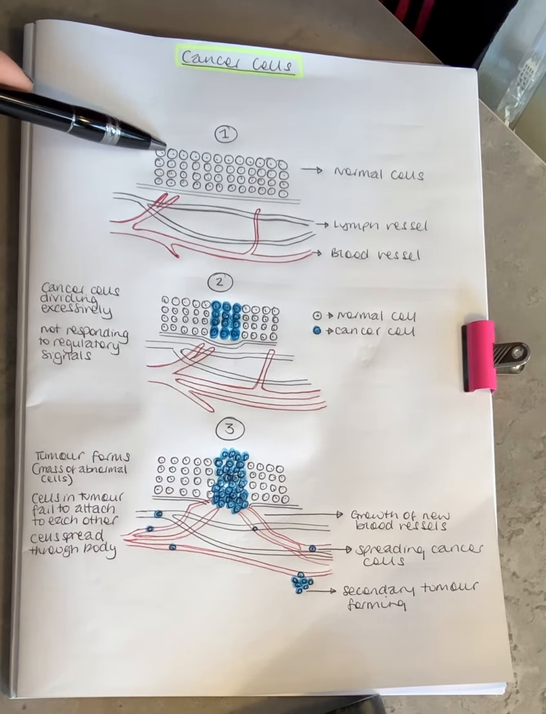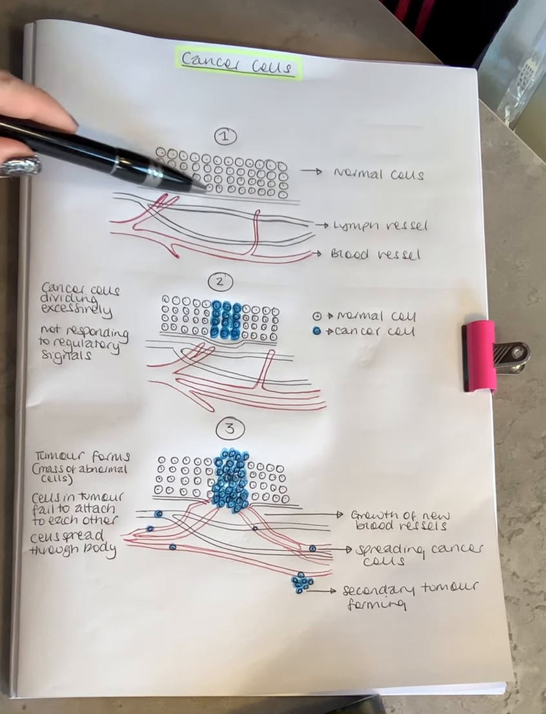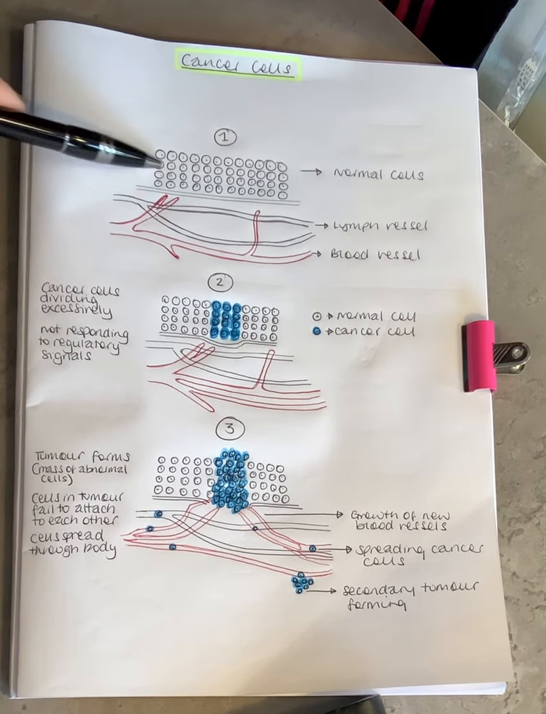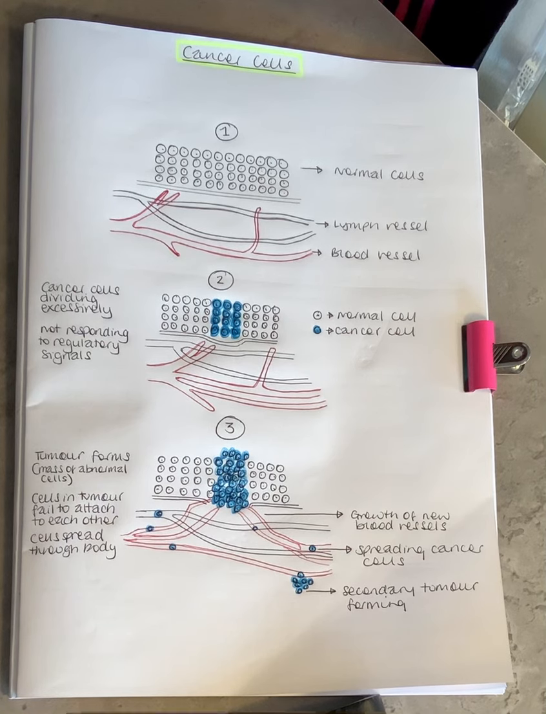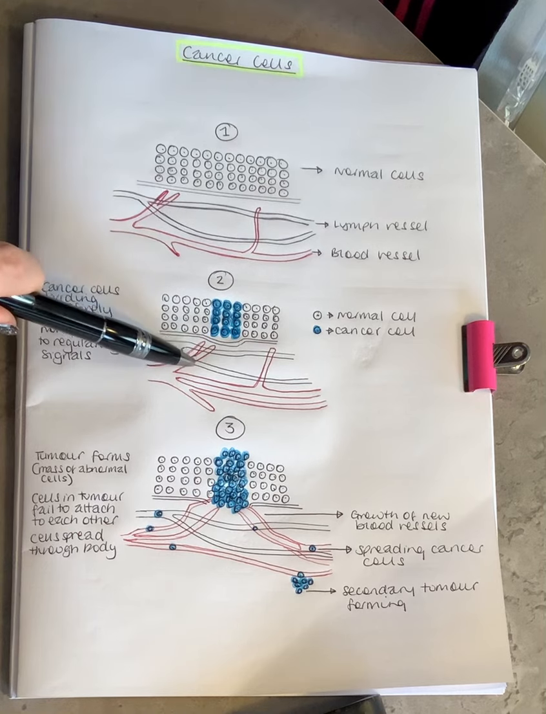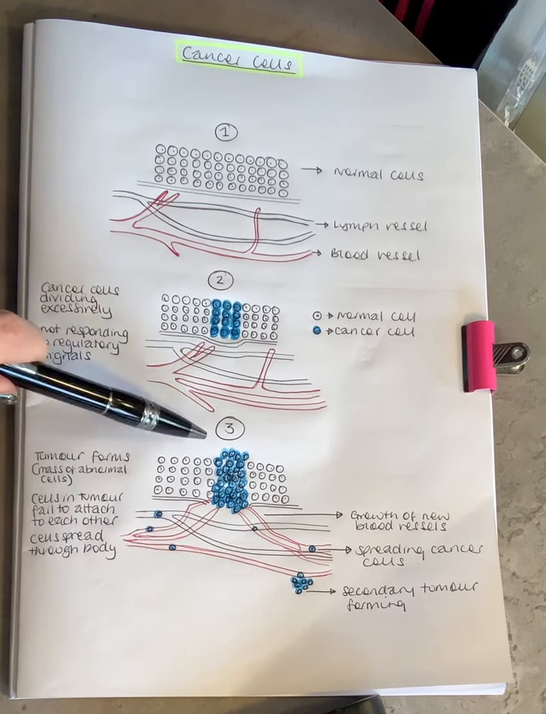So here are our normal cells. The black lines are our lymph vessels, and I know Mrs. Taylor is doing a good job explaining lymph vessels with you at the moment, talking about tissue fluid. And here are our blood vessels in red. We're just going to kid on that they don't change in every diagram.